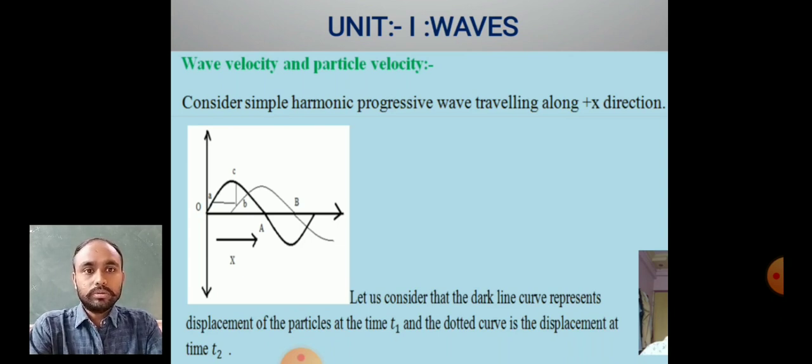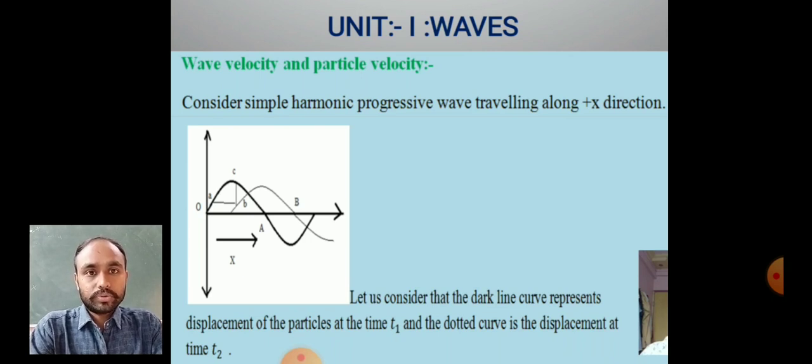Now you can see that the origin is shown by the point O. Then the dark line meets the x axis at point A, and the dotted curve cuts the x axis at the point shown by capital B. What the small ABC are, we will see in the next slide, don't worry.